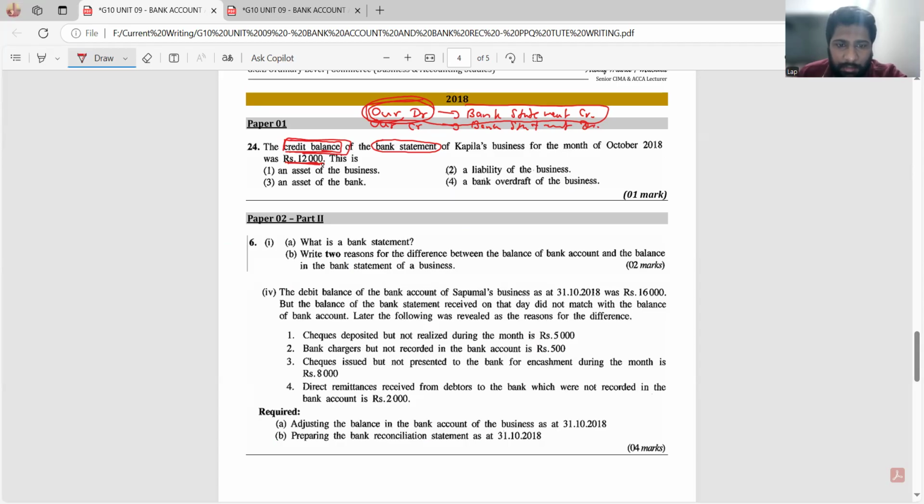So our debit side means it's our asset. Liability should be on the credit side. So let's see what's the correct answer. An asset of the business, a liability of the business, an asset of the bank, a bank overdraft of a business. It's an asset of our business because the debit side means our asset. First one is the answer.